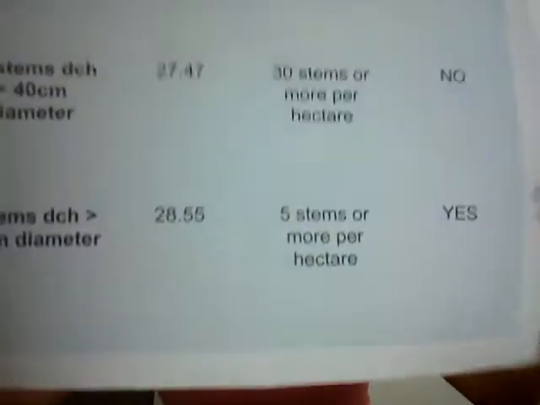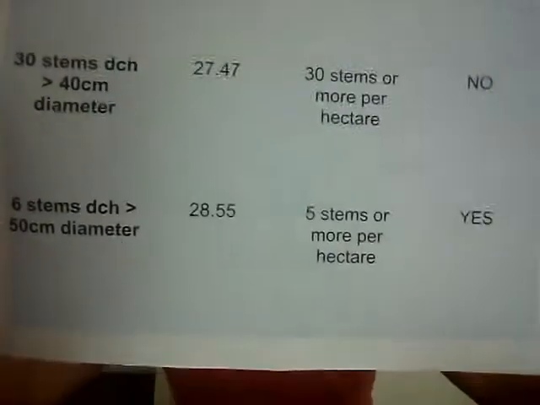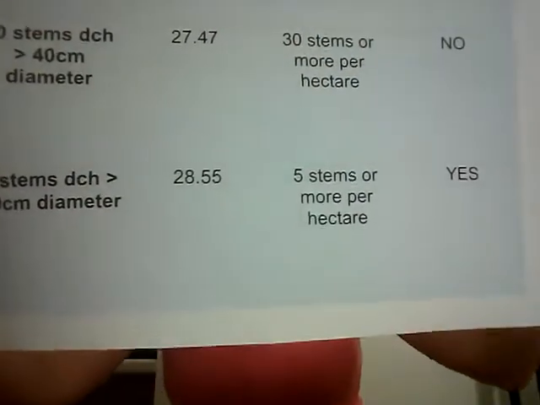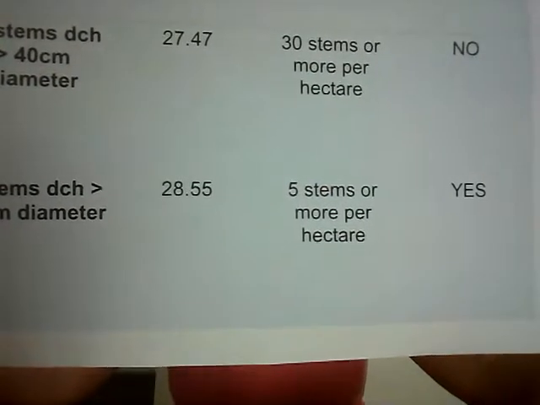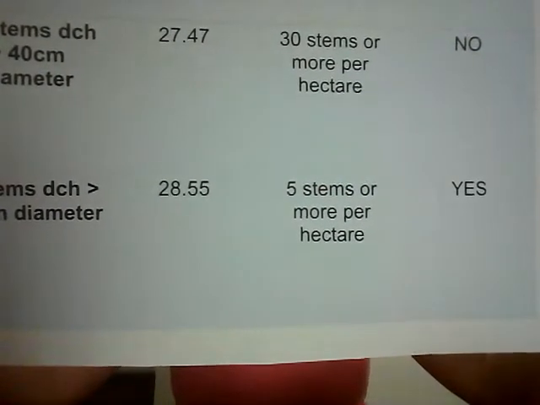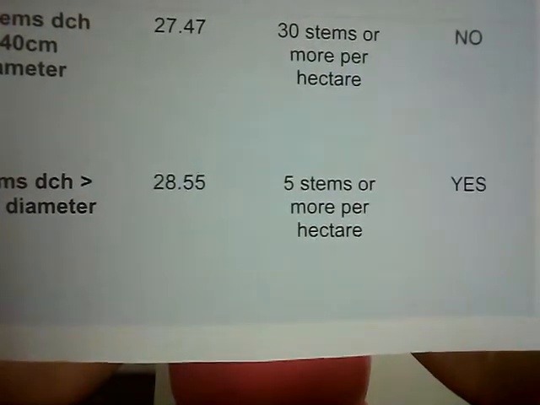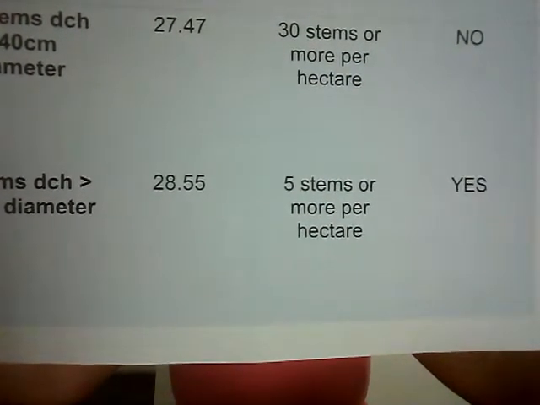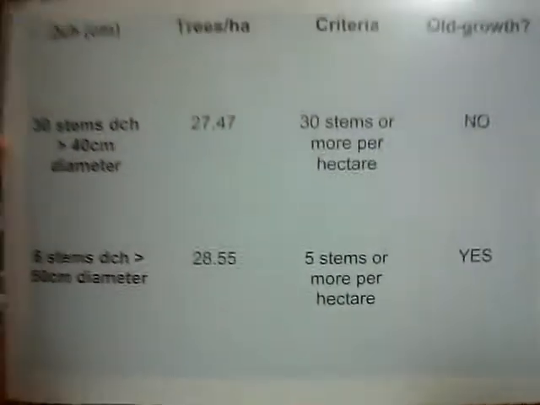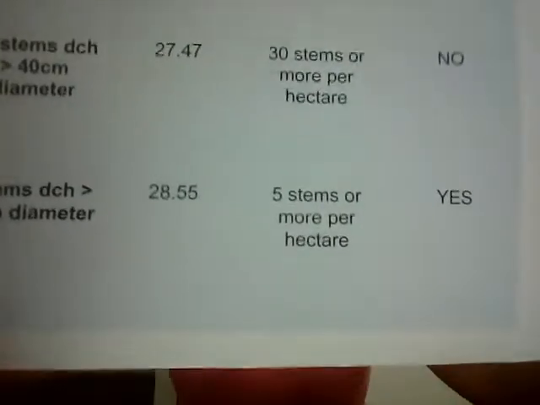Averages and the old growth result. To explain this one, it is basically all of the 30 stems we measured over 40 centimetres. We had an average of 27.47. So the answer, if there was old growth in that area, was basically no.